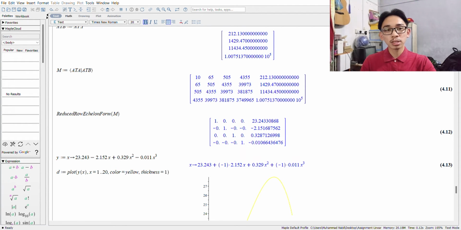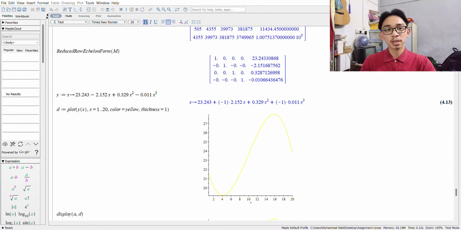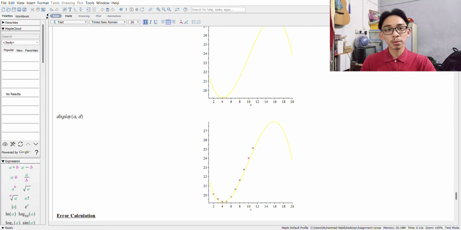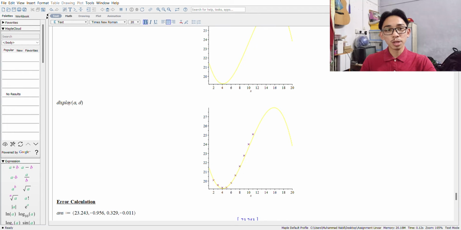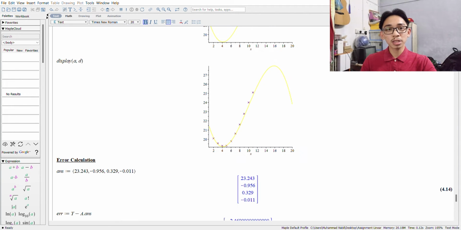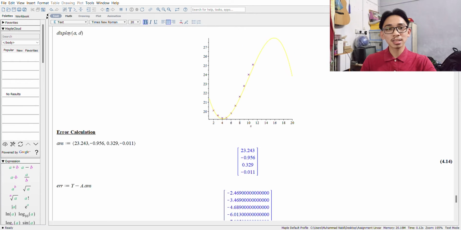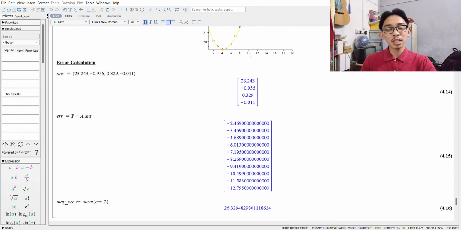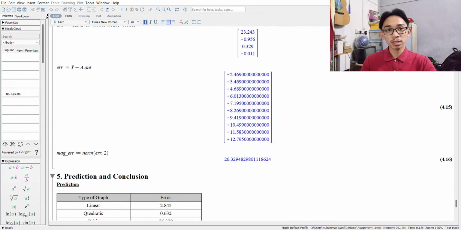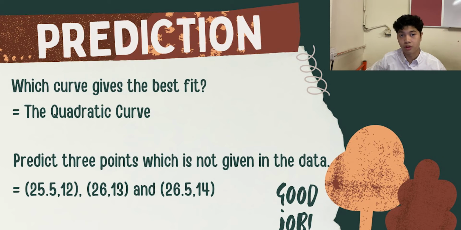And then we will sketch the graph by using Maple, and then we combine the points from the table above. After that, we need to calculate the error and magnitude of error of this cubic curve, and then we will get like this for the error. And then lastly, the magnitude of error for this cubic function is 26.329. And I'm going to talk about the prediction.